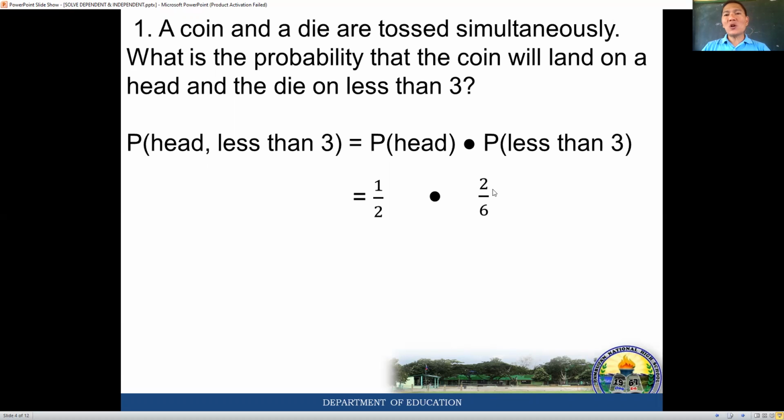To solve for these fractions, multiplying this, in a shortcut method, you can easily cancel out or divide the common factors of the numerator and the denominator. So 2 is common in the numerator and in the denominator, so you divide them. 2 divided by 2 will be equal to 1. So what you will do now is to multiply. 1 times 1 is 1 in the numerator, and in the denominator 1 times 6 is 6. So that is 1 over 6. So the probability that the coin will land on a head and a die on less than 3 is 1 over 6.